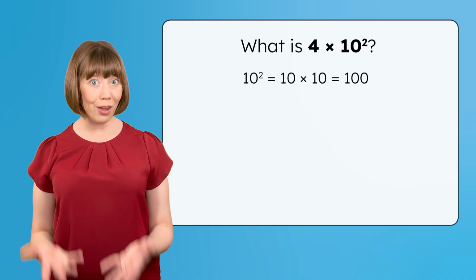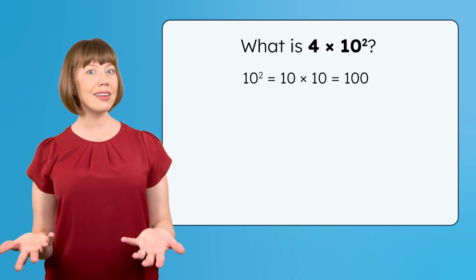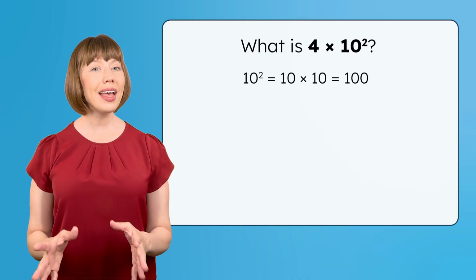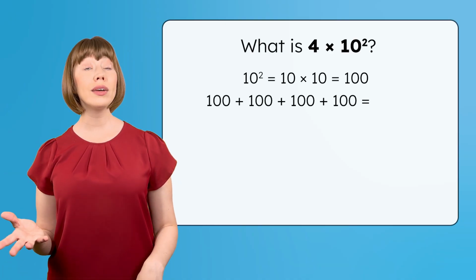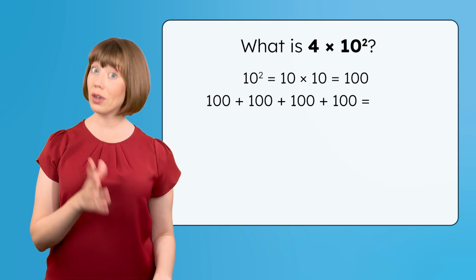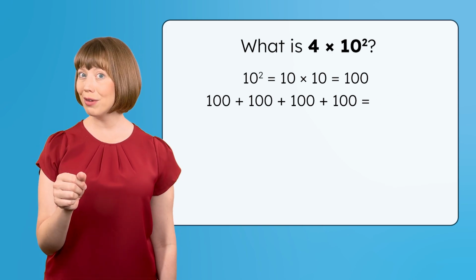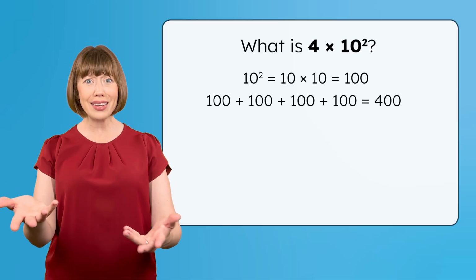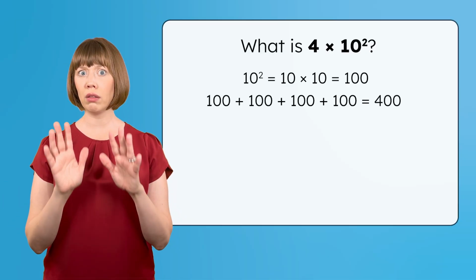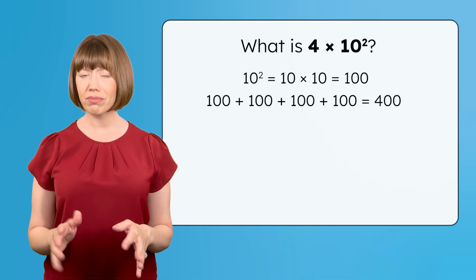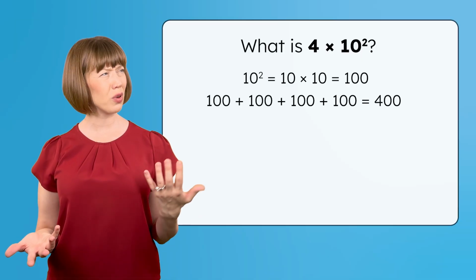That would be 100 because 10 times 10 is 100. Then we add 100 plus 100 plus 100 plus 100, which gives us a total of 400. Great! But that was a lot of hundreds to add up. Is there a shorter way to solve this problem?